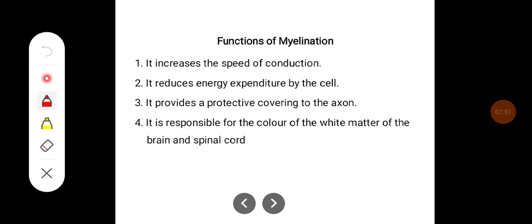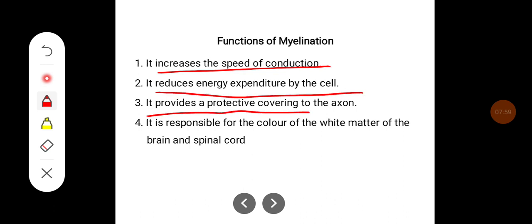These are some of the functions of myelination. They increase the speed of conduction, reduce the energy expenditure by the cell, provide a protective covering to the axon, and are also responsible for the color of the white matter of the brain and spinal cord.